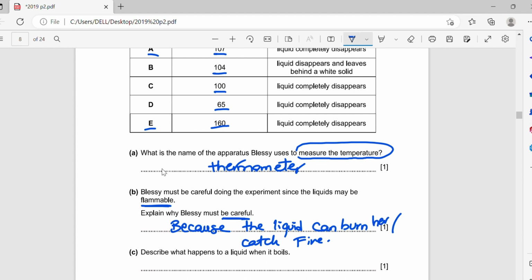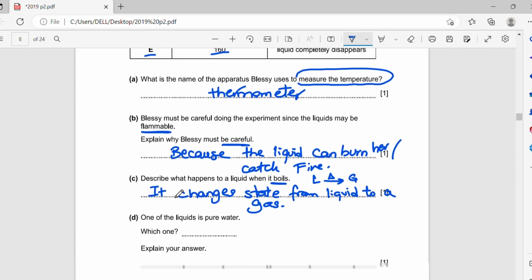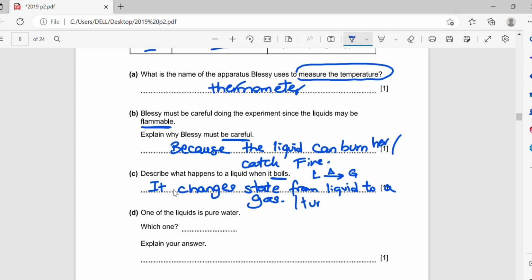Great. Next question. Describe what happens to a liquid when it boils. When a liquid boils, it turns into what? A gas. Great. يبقى it changes state from liquid to a gas, or in other words you can say it turns into gas بس يعني you can write it turns into gas.